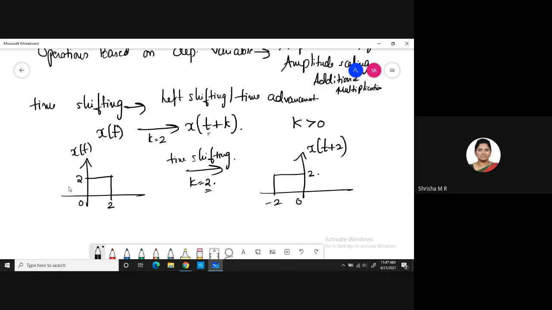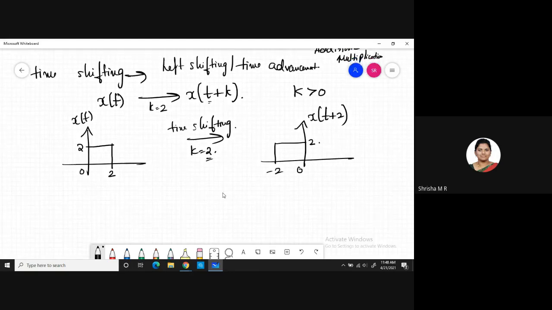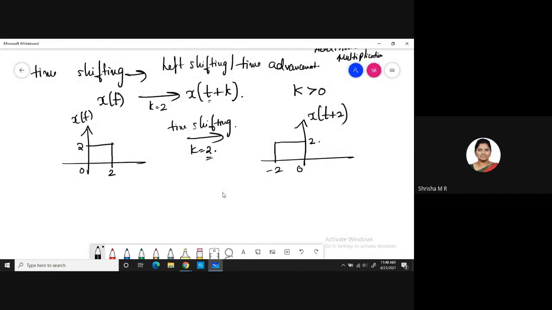So whether the signal occurs earlier or later depends on this k value. This k can be positive or negative. If k is positive, that is the case of left shifting. The signal occurs 2 seconds earlier. So we shall see what happens if k is negative.